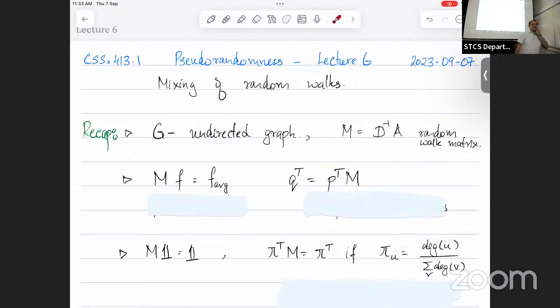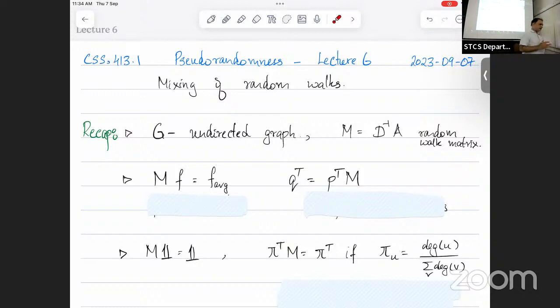Okay, so let's start. Last time we developed the linear algebra necessary to justify why we refer to this as spectral expansion or spectral analysis of these random walks, because these matrices had some nice eigendecomposition, and these eigenvectors and eigenvalues are quite useful when you want to study how this matrix behaves on things.